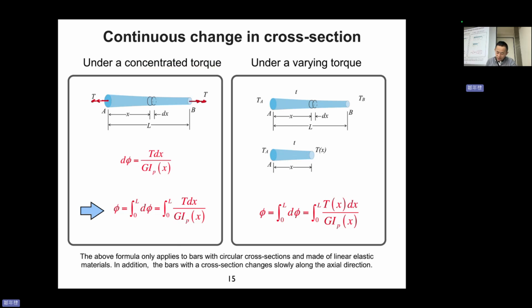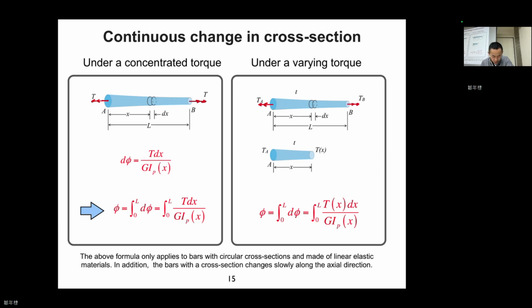And then you have d phi equal to T dx over G IP. You see IP here is a function of x, which means that the IP is actually changing through x. So phi equals this integral. Just do the integration, no problem at all.